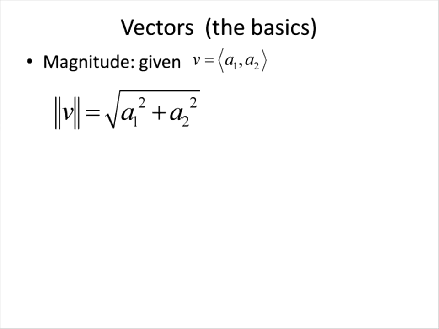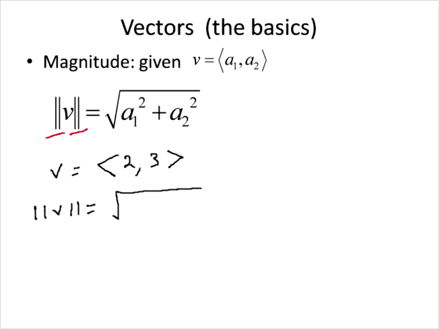The magnitude, of course, is the length of the vector, and the magnitude is given by these weird little braces here. It's like a double absolute value sign. But it's just the square root of a sub 1 squared plus a sub 2 squared. So for example, if our vector v is the vector 2, 3 from the previous example, then the magnitude or length of our vector v is the square root of 2 squared plus 3 squared, which turns out to be the square root of 13. So that is the magnitude of our vector.